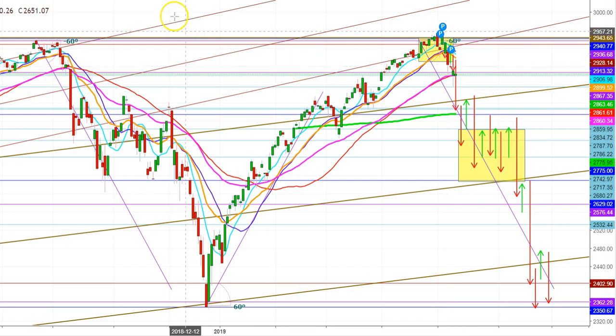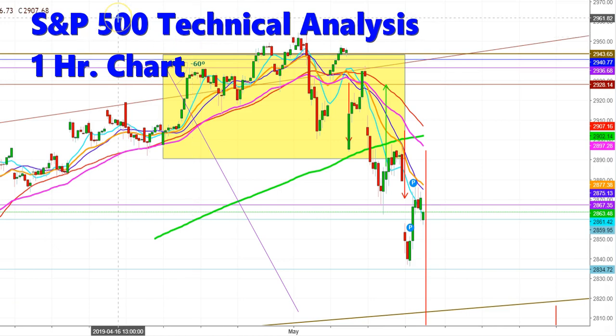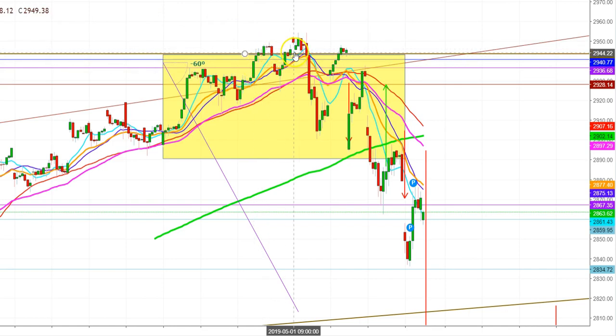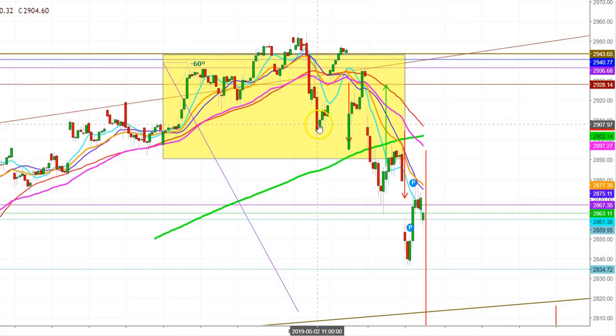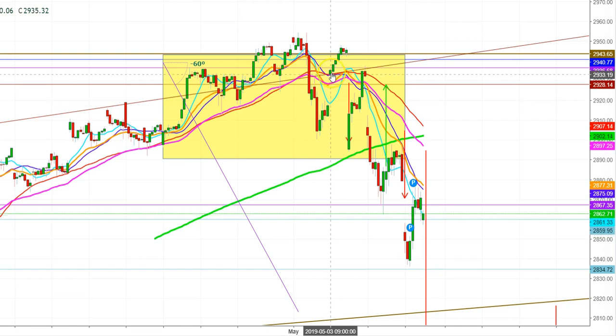Let us see this movement in an hourly chart to take a more clear view. Friends, this is an hourly chart of S&P 500, where we can see that on any upward move above the level of 2944, bouts of selling started from these levels and S&P 500 moved downward up to these levels on May 2nd, 2019. But once again, S&P 500 witnessed a gap up on May 3rd, 2019, but could not sustain above the levels of 2946.